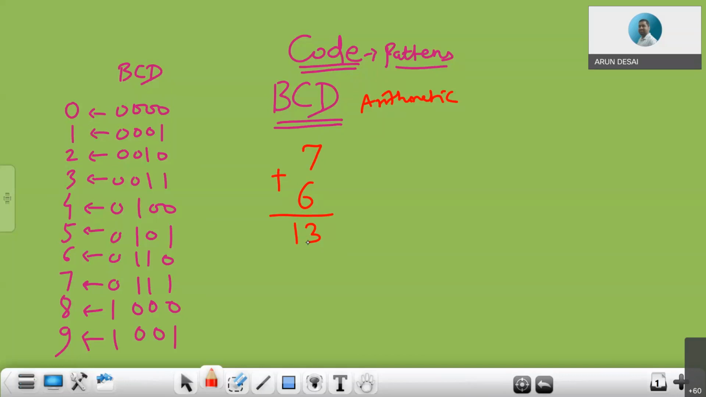First thing I need to do is find out the equivalent BCD for 6 and 7. The BCD equivalent of 7 is 0, 1, 1, 1. What is the equivalent BCD for 6? 0, 1, 1, 0.